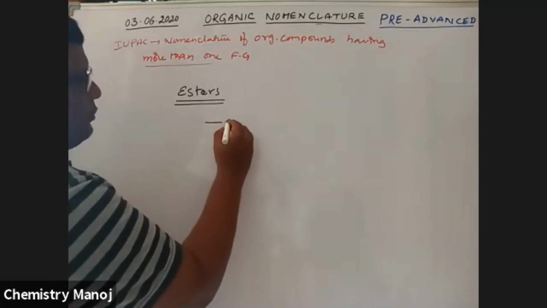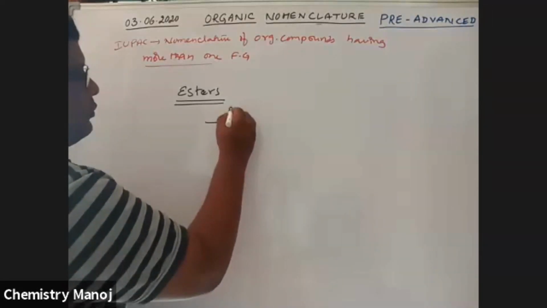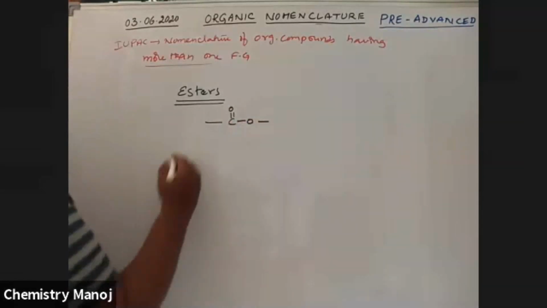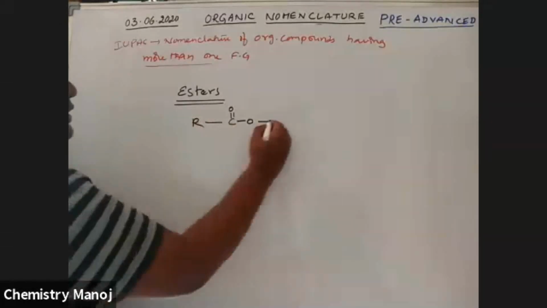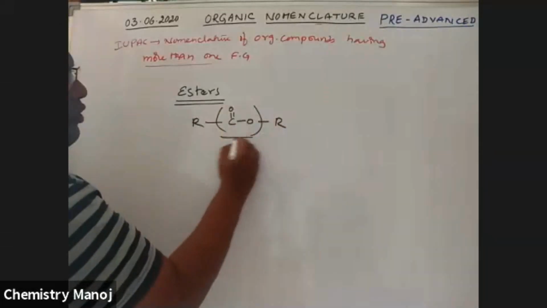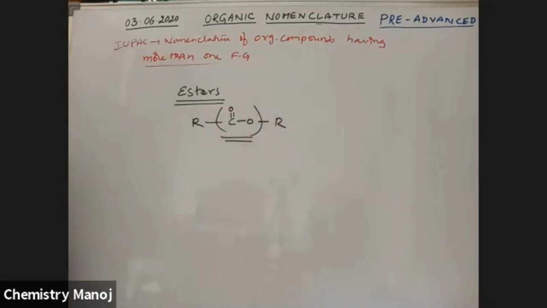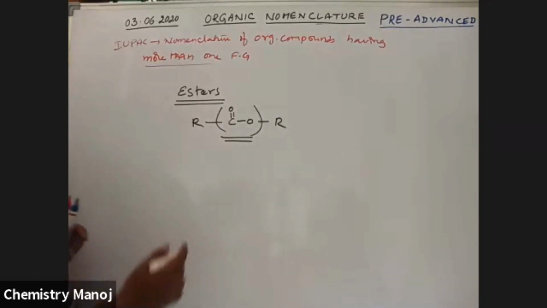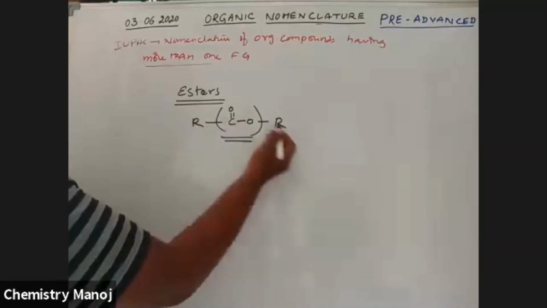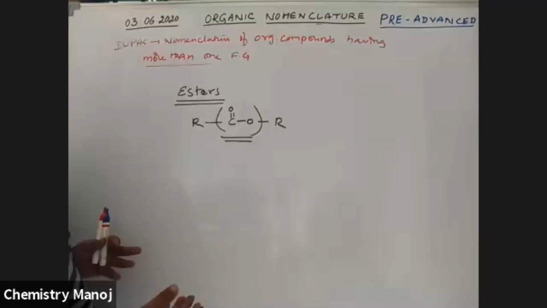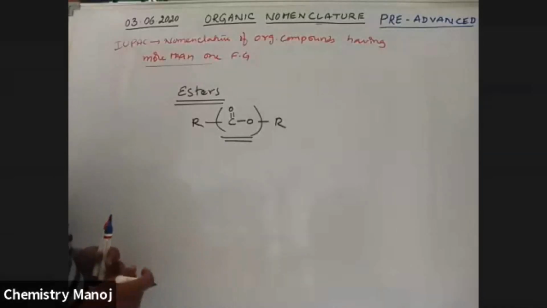Functional group: COO, that means in general it is R-COO. COO is the ester functional group. Now these two alkyl groups may be the same or different. If it is the same, it is symmetric. If it is not the same, it is unsymmetric.